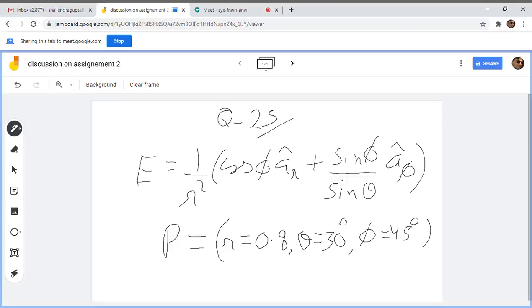Okay, so in question number 25, the field is given. It means the field is defined in terms of coordinates. So at every point you will be having a field in the space. Okay, this you must understand. In space, at every point you have defined a field E, which has been given here.